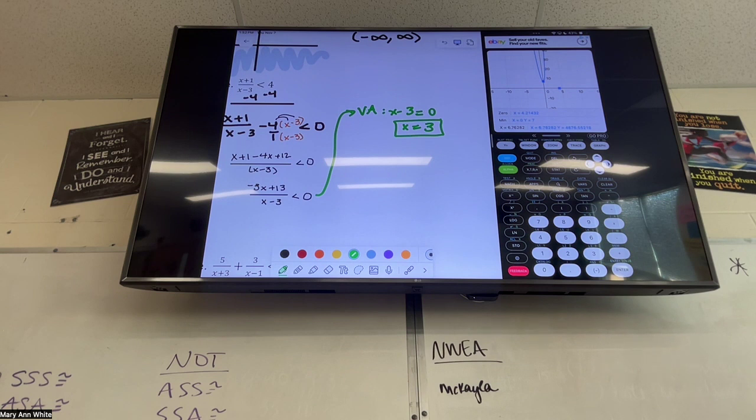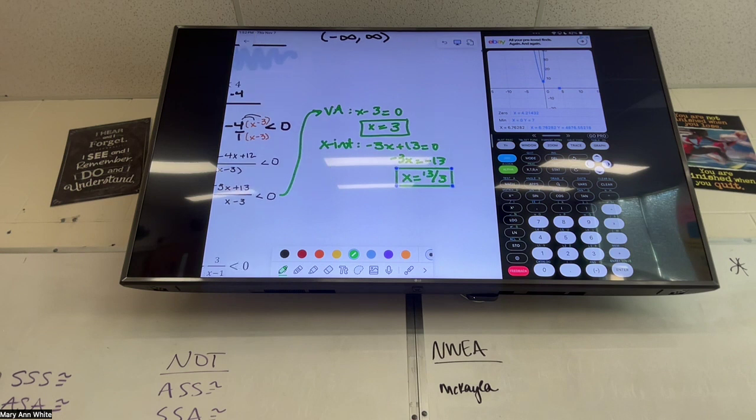How do I find my x-intercept? Set the numerator equal to 0. So negative 3x plus 13 equals 0. So negative 3x equals negative 13, divide by negative 3, x equals 13 over 3. Now, we are going to find a couple other things just so we can center ourselves on this graph. But these are the only numbers that matter. When we look at the graph, you'll see that we go from positive to negative when we have an asymptote and when we have an x-intercept.